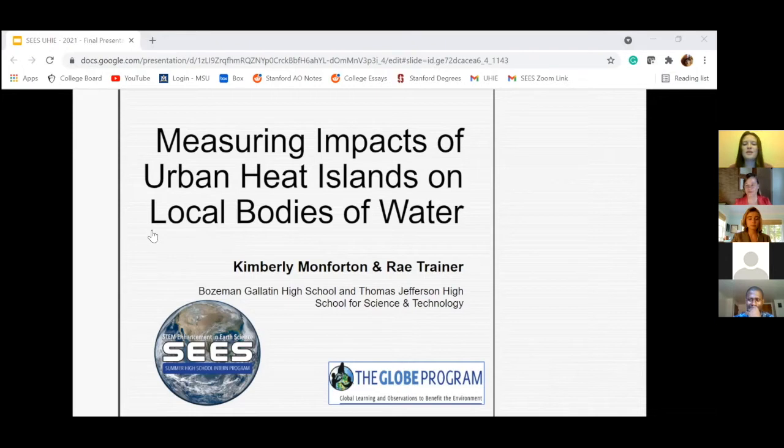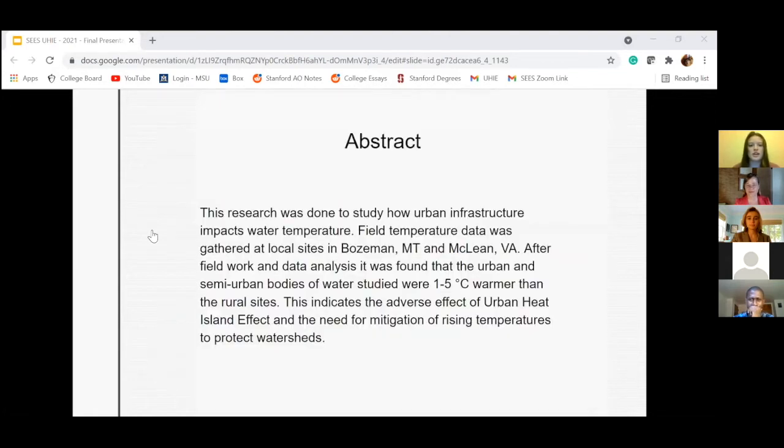Okay, so our project was on measuring the effects that urban heat islands have on bodies of water. We were interested in studying how the buildings can possibly raise water temperature. And so we collected field data from local bodies of water in Bozeman, Montana and McLean, Virginia. We found that our urban and suburban sites were 1 to 5 degrees Celsius warmer than the rural sites, and our findings demonstrated the negative effects that the urban heat islands can have, and also show us the need to mitigate rising water temperatures to protect watersheds.